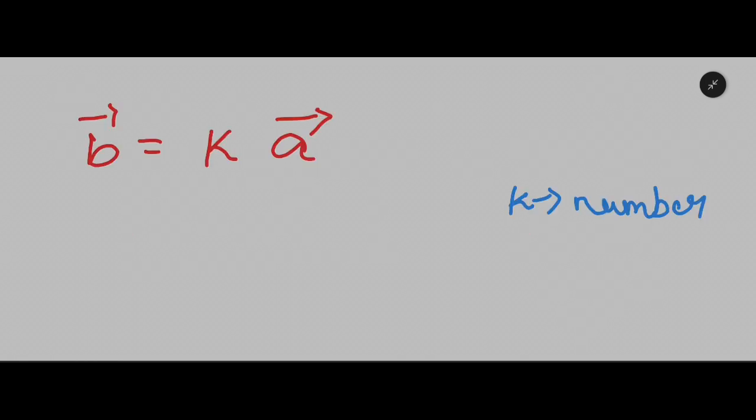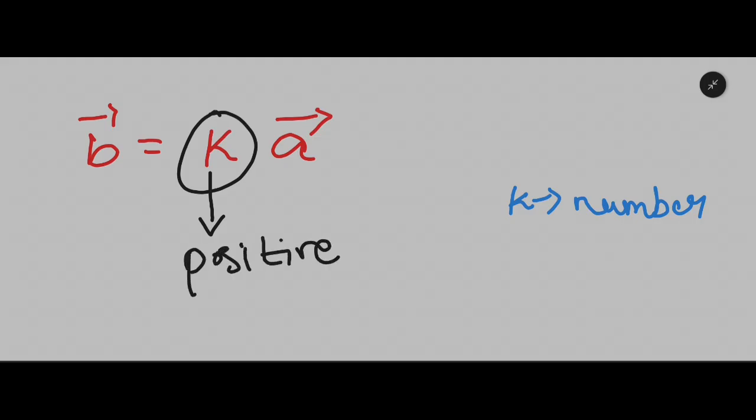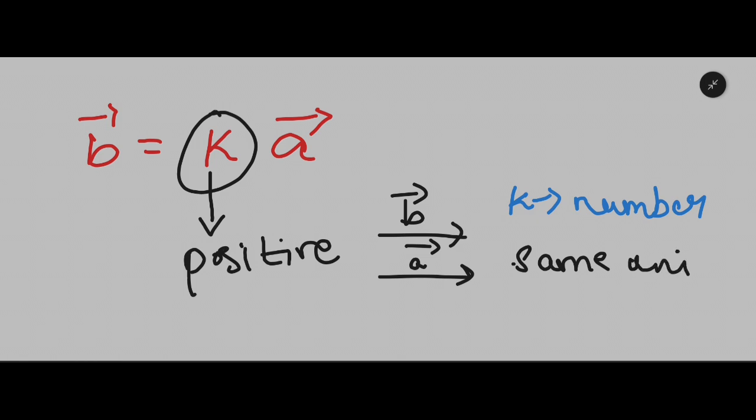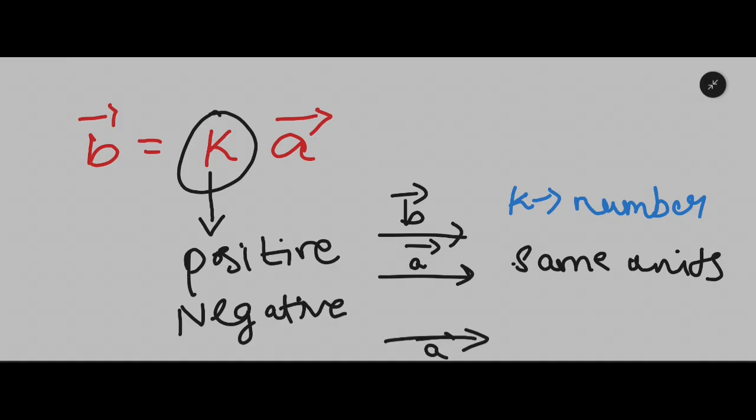Now we are seeing the multiplication of a vector by a number. We have already seen this form, B bar is equal to k into A bar, where k is a number. If this number k is positive, then both B bar and A bar will be in the same direction and they will have the same units. Now suppose this number is negative, then the direction will change. They will be in opposite directions. Suppose this is A bar, B bar will be in its opposite direction, but the units will be the same again. So I hope it is clear.